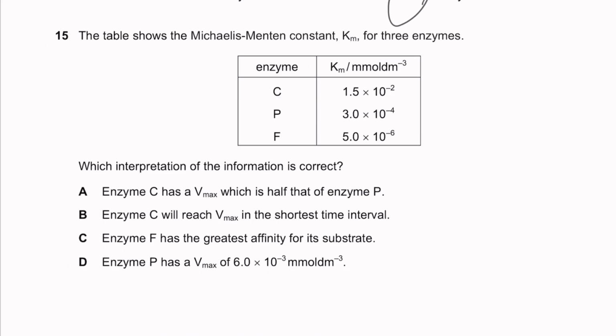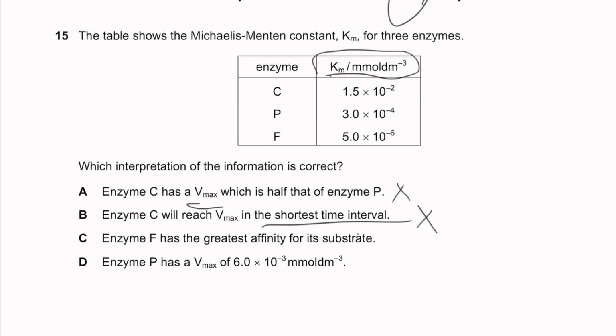Okay, the table shows the Michaelis-Menten constant Km for 3 enzymes. Which interpretation of the information is correct? Okay, so we have statement letter A, enzyme C has a Vmax which is half of that of enzyme B. Let's look at enzyme C. Here he gave you the Km value for each of the enzymes, and based on that we can't really determine the Vmax for any of these enzymes. I don't know why they would discuss the Vmax and the time at which the Vmax will be reached. You can't really determine that.